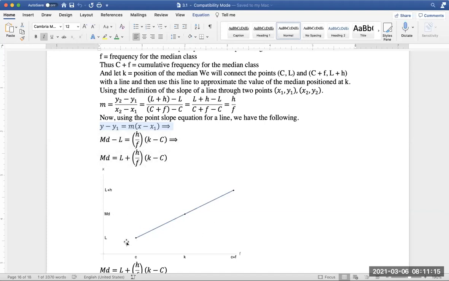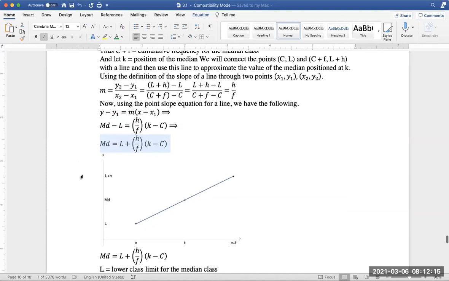And then let's say that we're gonna pick this point. So I'll pick this point as being x1, y1. So y1 is L, equals M, well, we just figured out M, H over F, times X, so let's find the corresponding value of X, K, minus C, minus X1, let's find the corresponding value for X1, C. And that is the equation of your line. This is the equation of your line, and we're evaluating that equation at this particular point, because that's what we want to figure out. So let's add L to both sides of my equation, and voila, that's our linear interpolation equation.